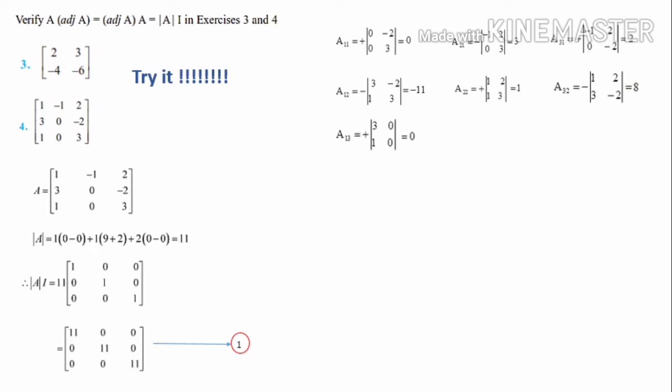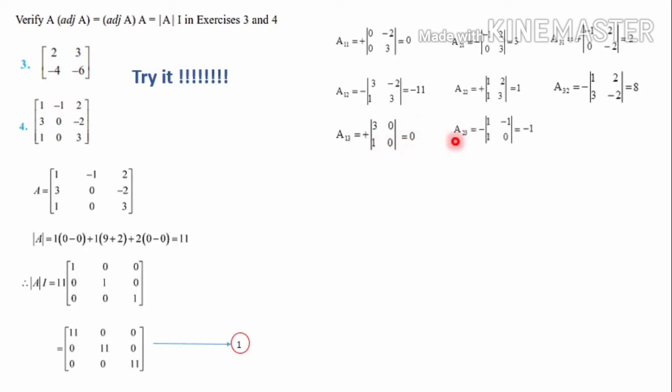Next element is the cofactor of A13. First row, third element, that is this one, 2. Row and column is gone. Elements 3, 0, 1, 0. That is written here, outside plus sign because 1 plus 3 is equal to 4, an even number. So when you go for the calculation, you will get the answer 0.